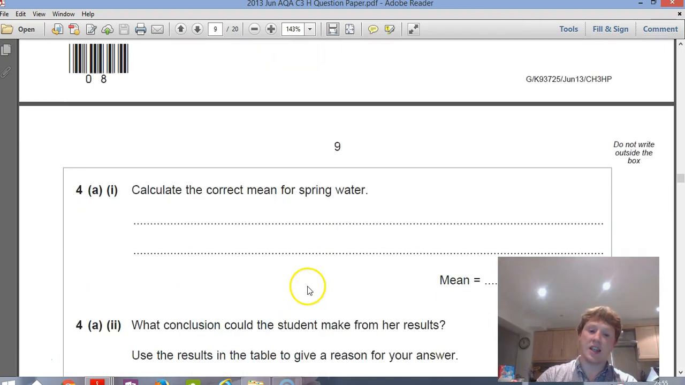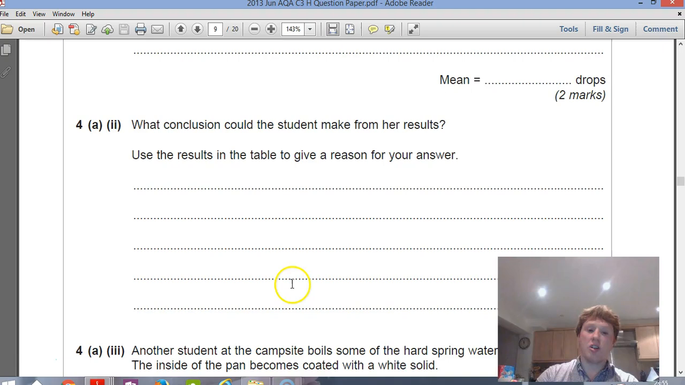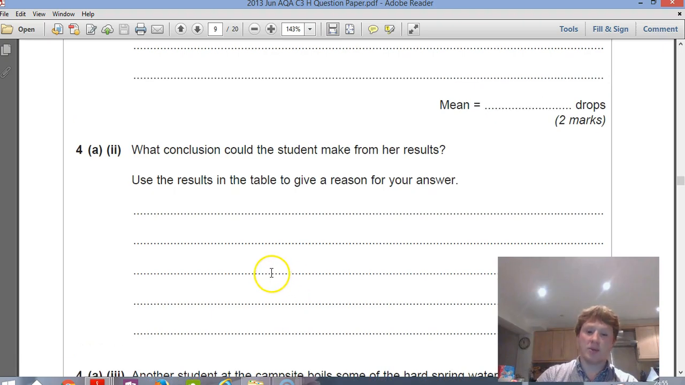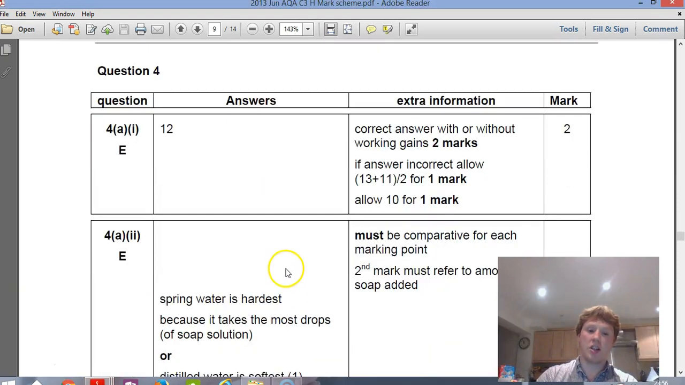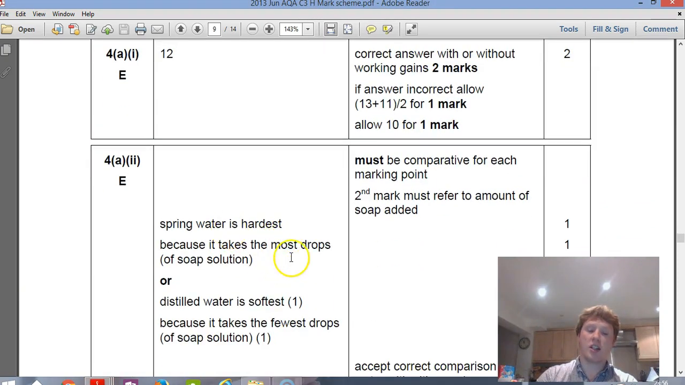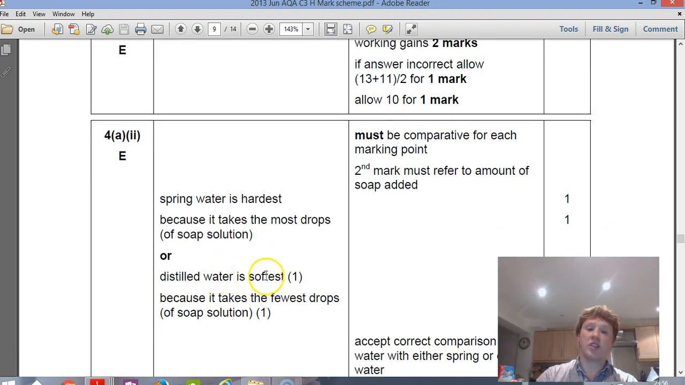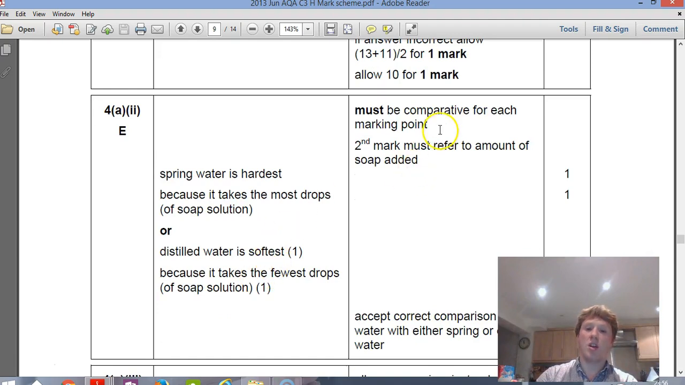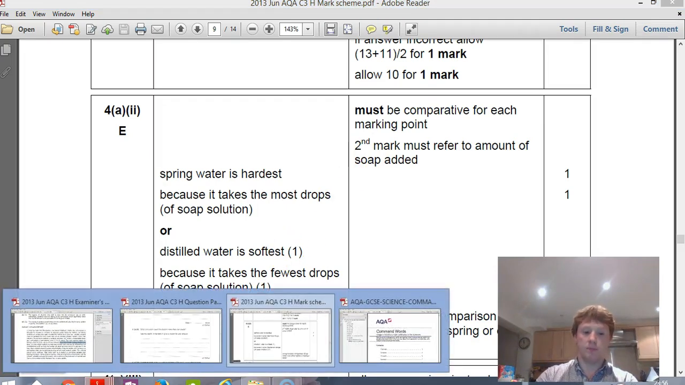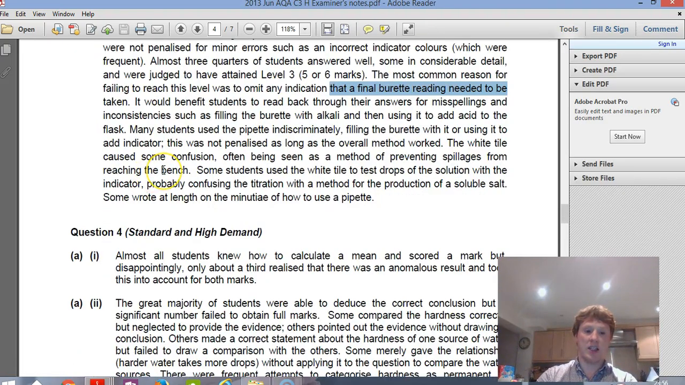What conclusion could the student make from the results? Use the results table to give a reason for your answer. Off you go. Right, so what conclusion can they make from the results? Spring water is the hardest because it took the most drops of solution. Distilled water is the softest because it took the fewest drops. It must be comparative. So you can't just say spring water is hard. You need to say out of the 3, it is the hardest, and you need to refer to the amount of soap. Let's look at the examiner's marks for these.